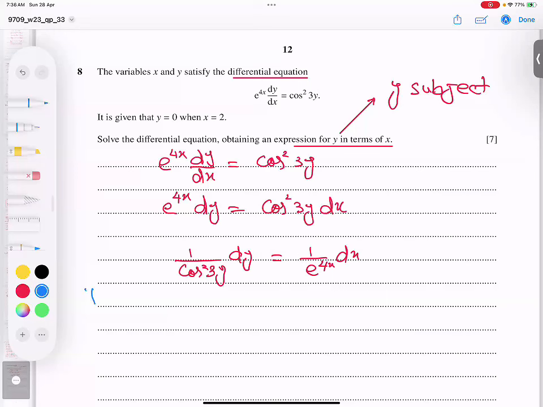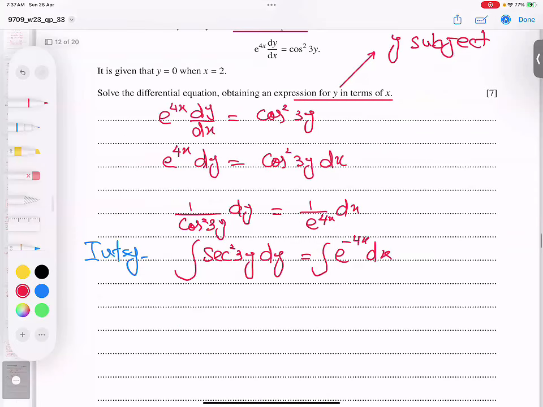Now I'll integrate. But you know 1 over cos square, we can't integrate. So 1 over cos is equal to secant, so 1 over cos square is secant square. Even this, I have to bring it up, so e to power negative 4x. And what is the integration of secant square, students? Tan 3x, not only this, divided by the angle's derivative. And what about this? First keep it as it is, then divide by the power's differentiation.